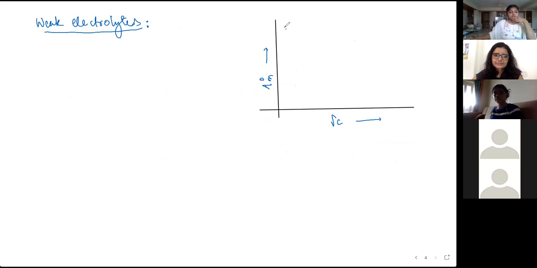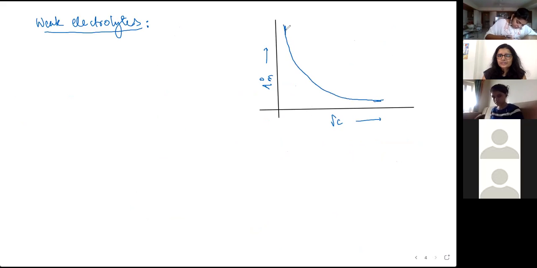It's going to look something like this. At low concentration, because of high dissociation, it's going to have extremely high values of conductivity. And as you said, at high concentration, low dissociation, so it's going to look something like this.